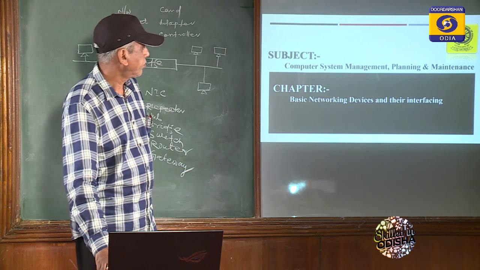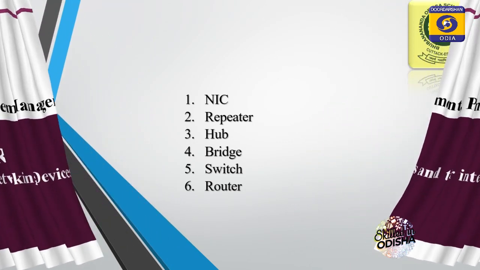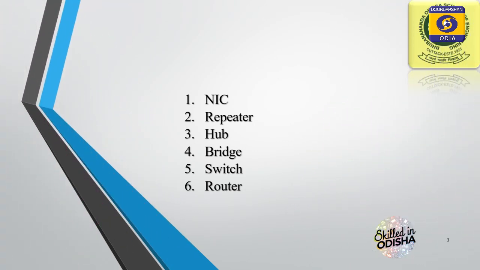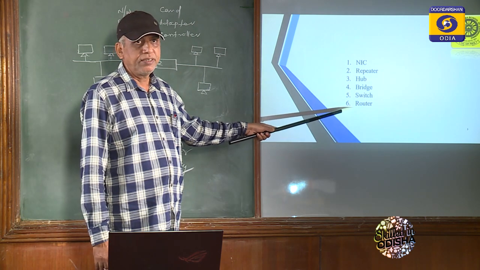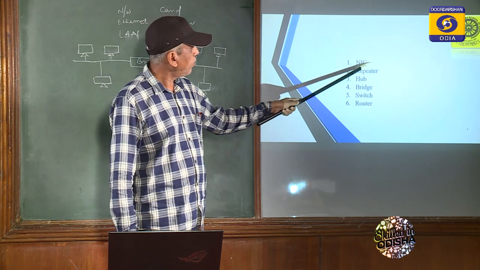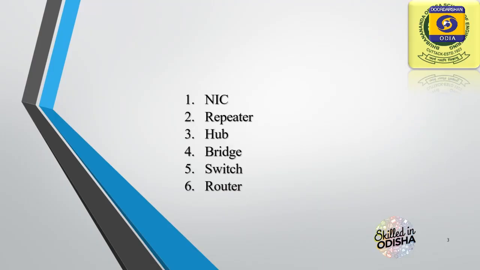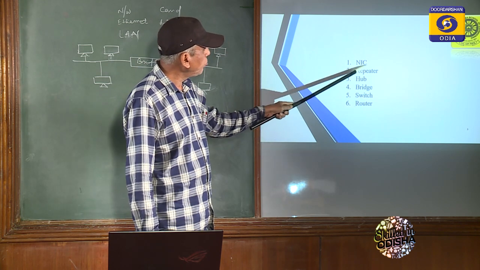Within this we will cover NIC, repeater, hub, bridge, switch and router. Out of these 6, the NIC is the interfacing device, and the rest 5 are the networking devices. You should remember that NIC stands for the interfacing device, and all these networking devices are useless without using this NIC.